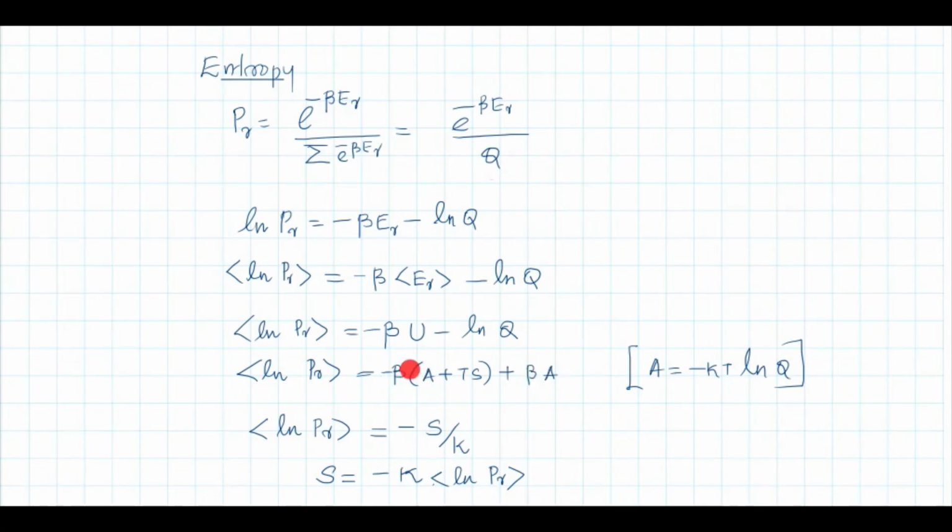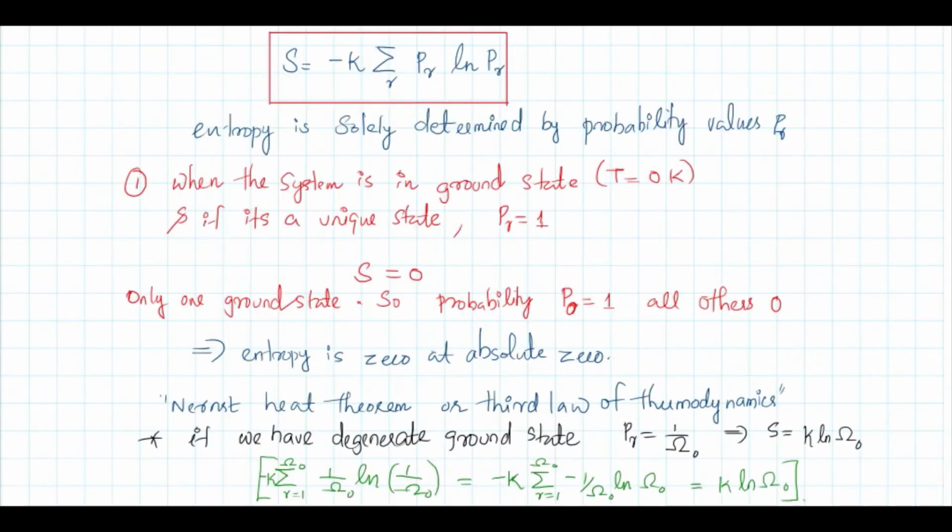This minus beta A and this plus beta A will cancel. So you will get minus beta into T into S. Beta is 1 by KT, so that T will cancel. So it is minus S by K. So S is equal to minus K into the average value of log PR.